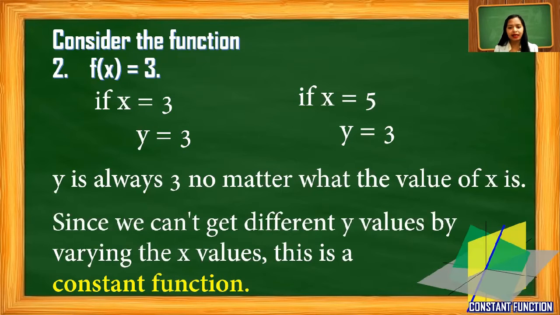Since we get the same y value even as we vary the x values, this is a constant function. So from this, always remember that f of x is equal to y, and that is the general form of a function. Here, we substituted x equal to 3 and y is equal to 3. With a different value of x, y is still equal to 3. So that becomes a constant function.